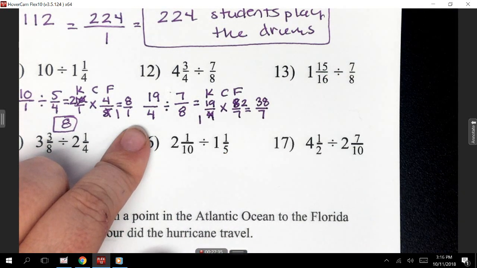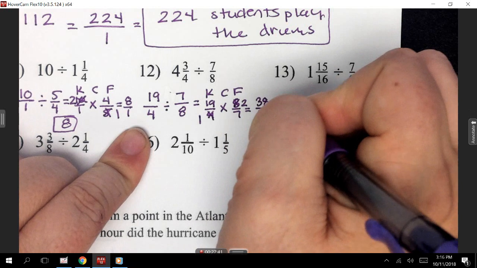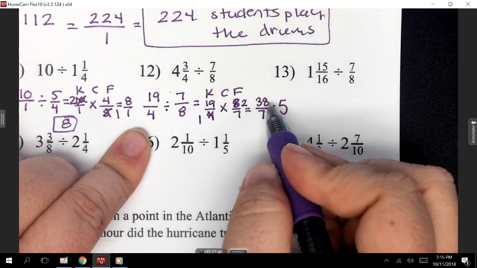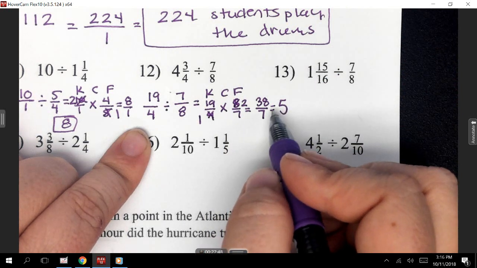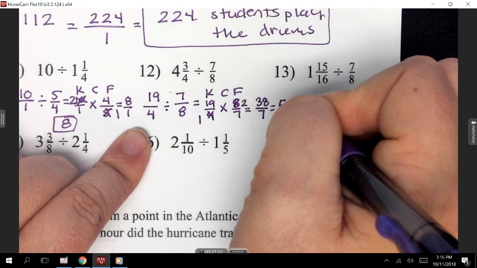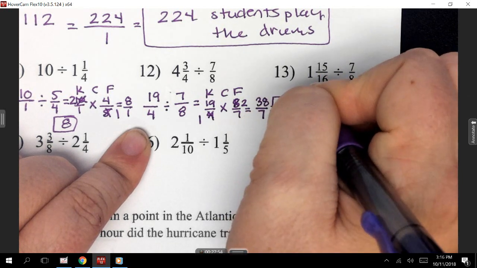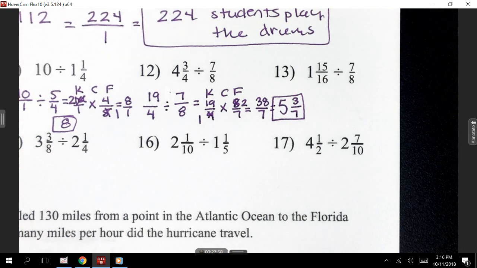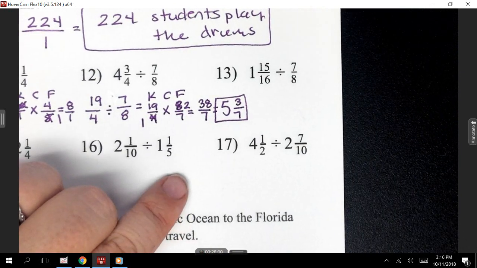So now I need to do that division. 7 will go into 38 5 times. So there's my whole number. I'd have 3 left over because 7 times 5 is 35. I'd still have 3 left from that 38. So I get 5 and 3/7. All right. Let's look at the last one, number 13. I'm going to try to squeeze it in here.